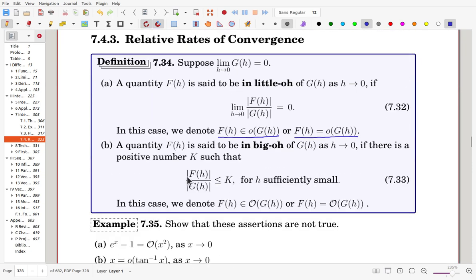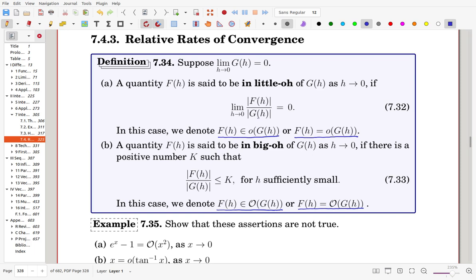Now, also, here the ratio in modulus is bounded by k, a positive number. Then we say f(h) is in big O of g(h), and we can write it that way, or in this way. Okay. Anyway, that means again that if the ratio approaches 0, then little o automatically means big O. Right?